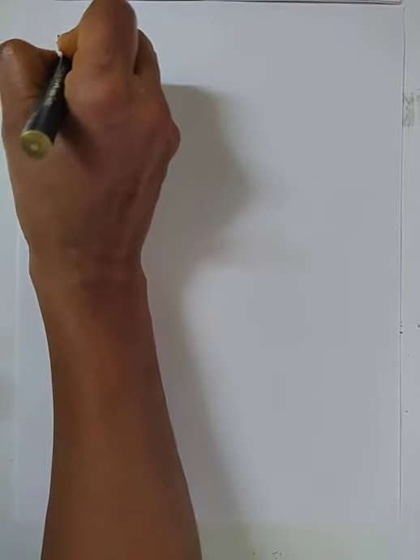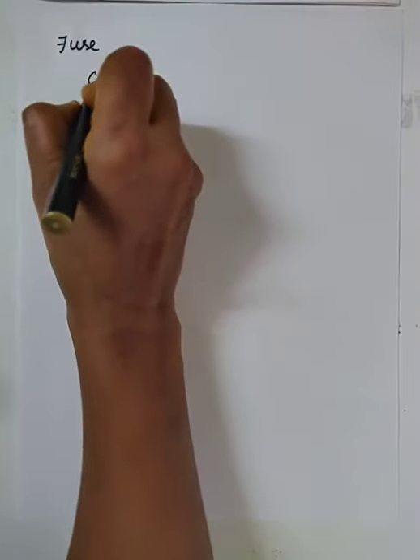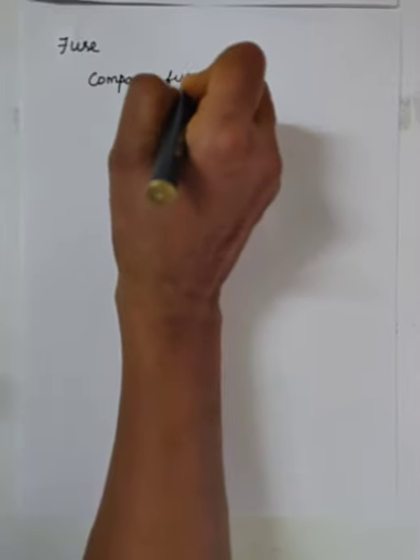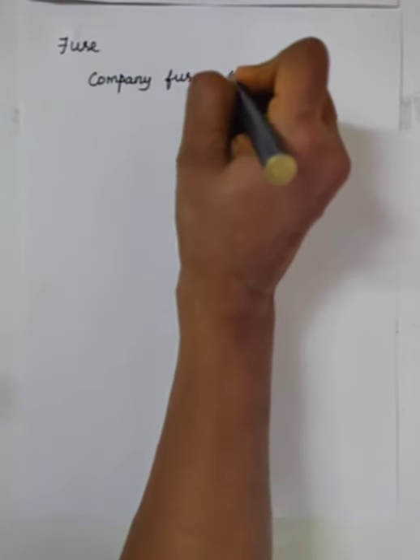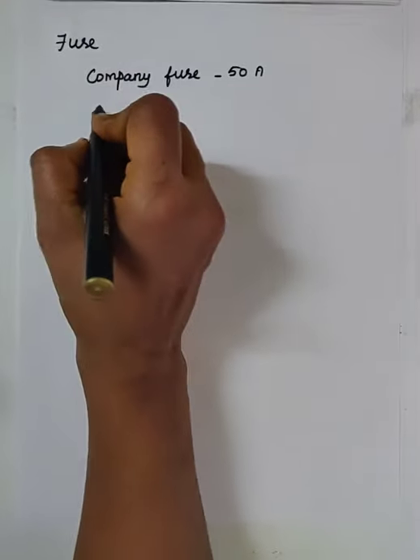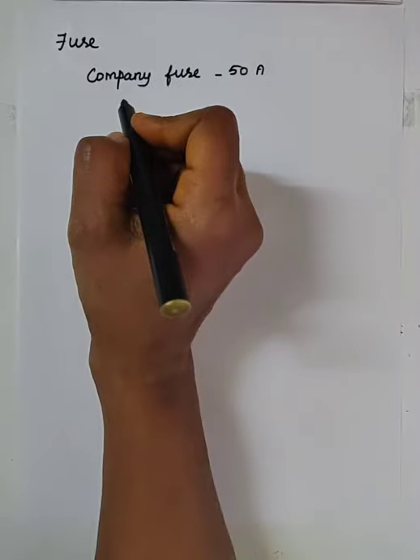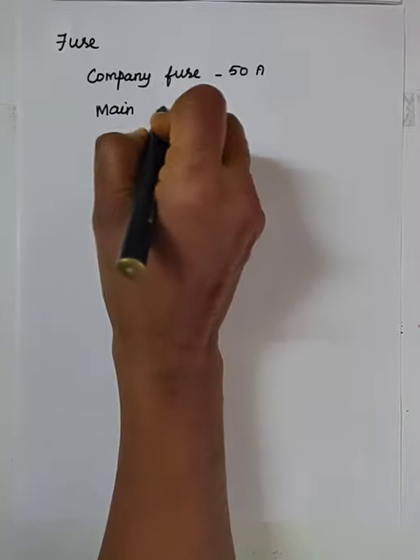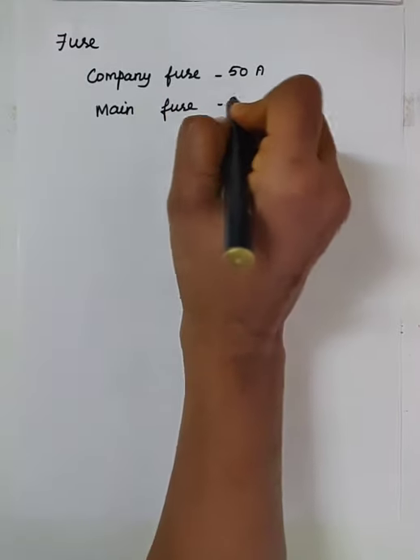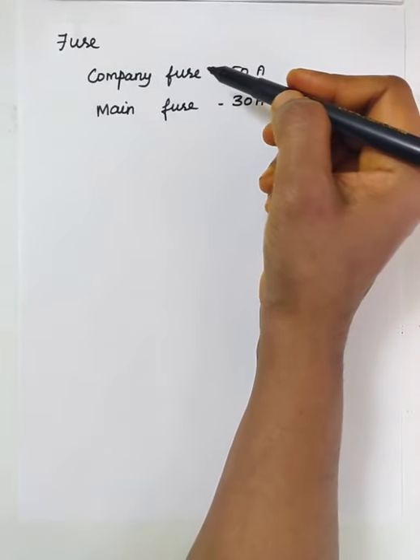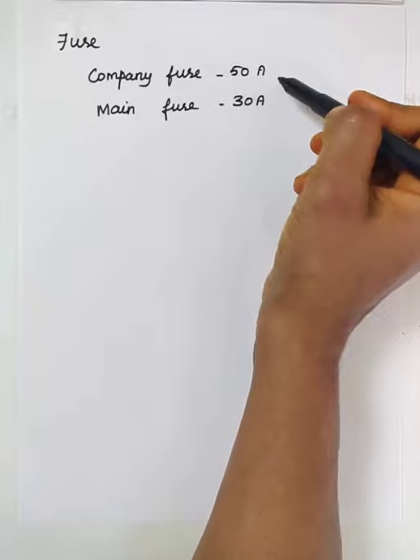Already we have discussed about two fuses. We have come across two types of fuses. Yes, one is the company fuse or the pole fuse, which is connected in the pole, which has the current rating of 50 ampere. And one more fuse we have come across in the ring system of wiring, the household wiring system. The other one is the main fuse, which has the current rating of 30 ampere.